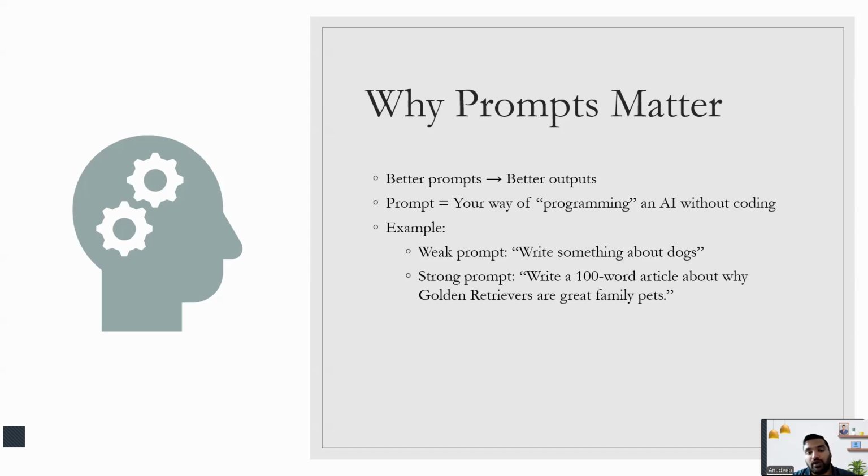Now, what could be a stronger prompt? What if I specify to the LLM that I want a 100-word article about why golden retrievers are great family pets? Here, we are specifying a breed. We are talking about why golden retrievers are great family pets, and we are confining it to a 100-word article. Now, this is more specific, and your LLM will be able to be specific in the output if we are specific. So it's all about how you engineer it in a way that you want the response.